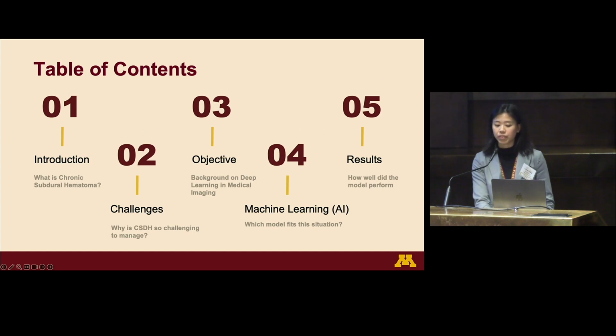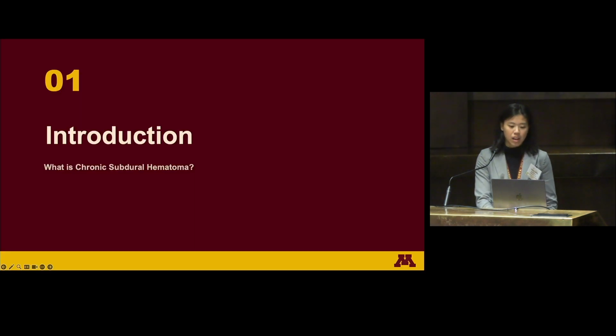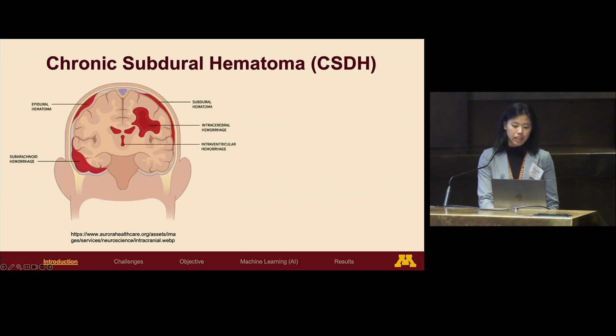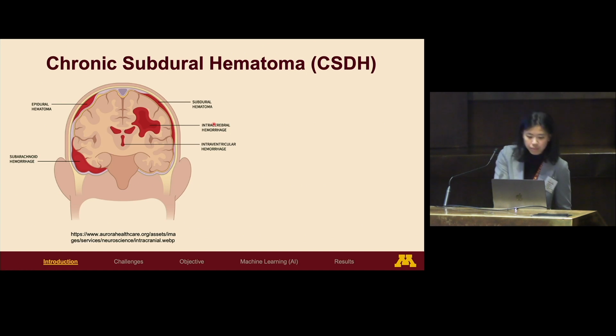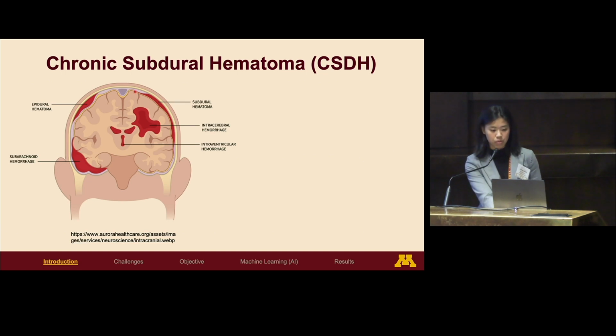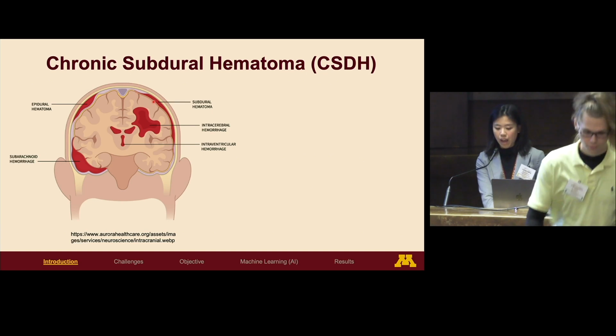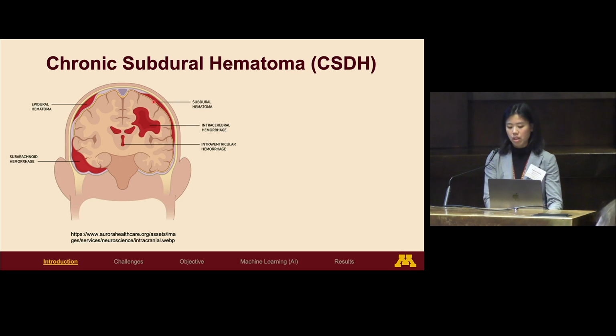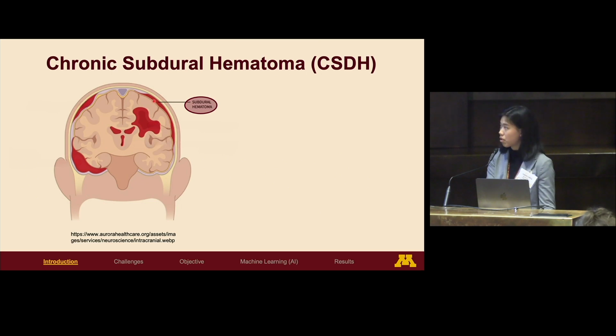This is an overview of the content I'll be going through today. First question: what is chronic subdural hematoma? Chronic subdural hematoma, also known as cSDH for short, is a type of intracranial bleed that occurs between the brain and the dura mater. Let me pull up the laser pointer. It is between the brain and the dura mater right here. There are many different types of intracranial bleed, as you can see from the picture, but today we are just going to focus on the subdural hematoma, specifically the chronic type.